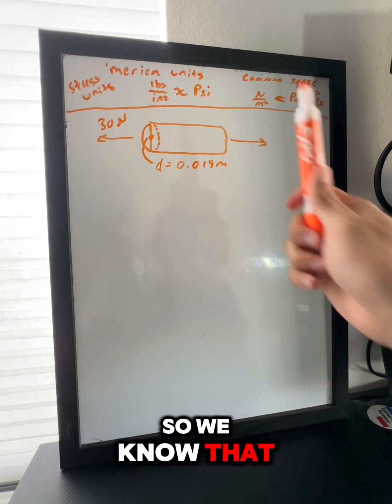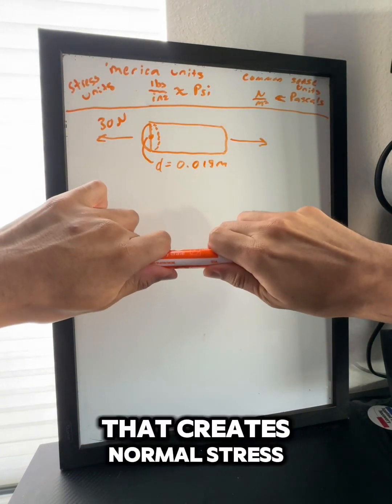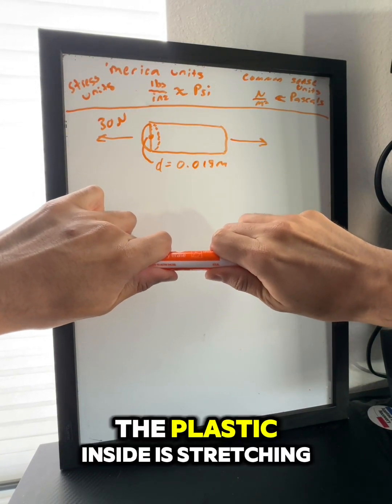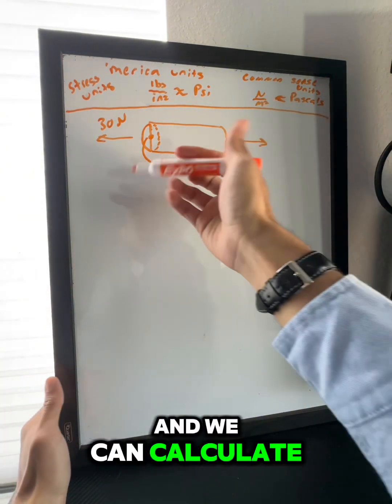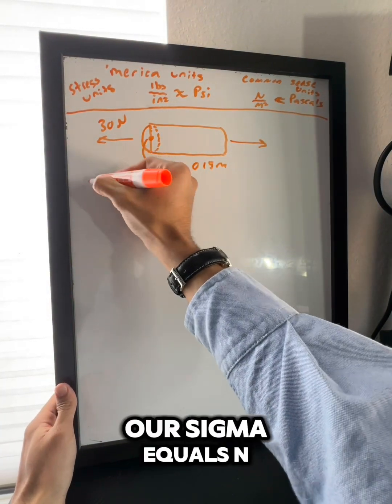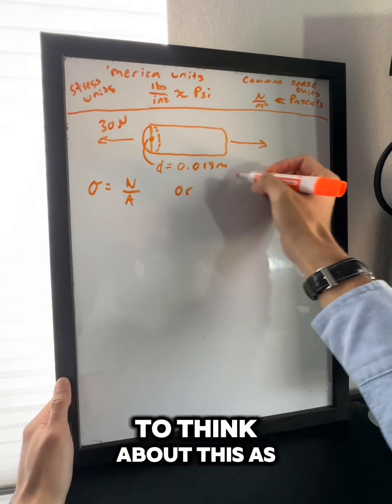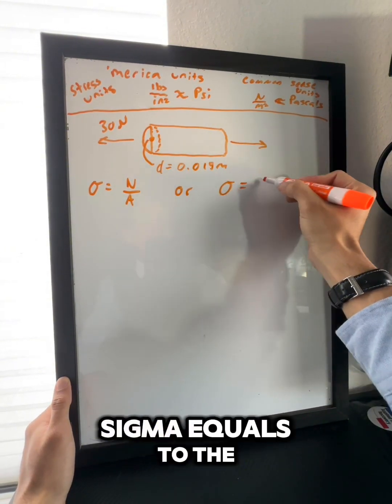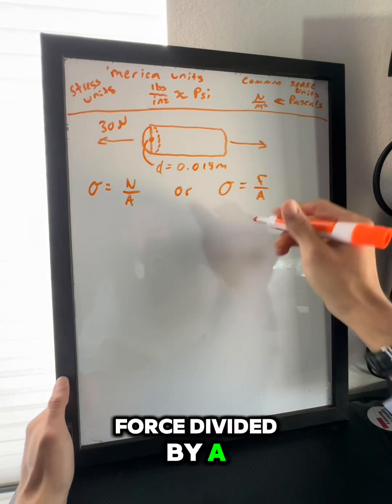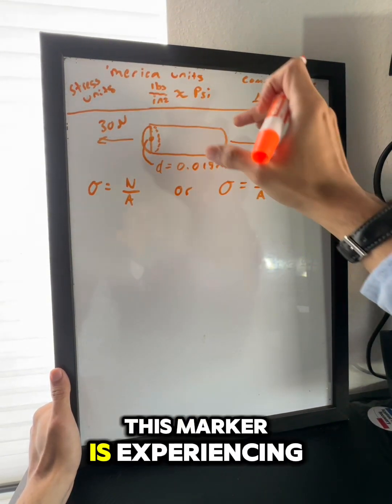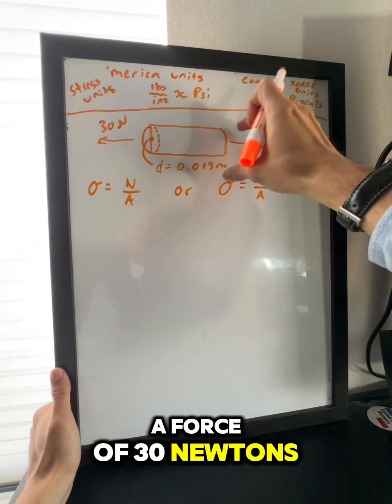So we know that if we pull this marker from both ends, that creates normal stress. The plastic inside is stretching. And we can calculate that stress by using our sigma equals N over A. Or you can start to think about this as simply being sigma equals the force divided by A. Now we're given our force. This marker is experiencing a force of 30 newtons in tension.